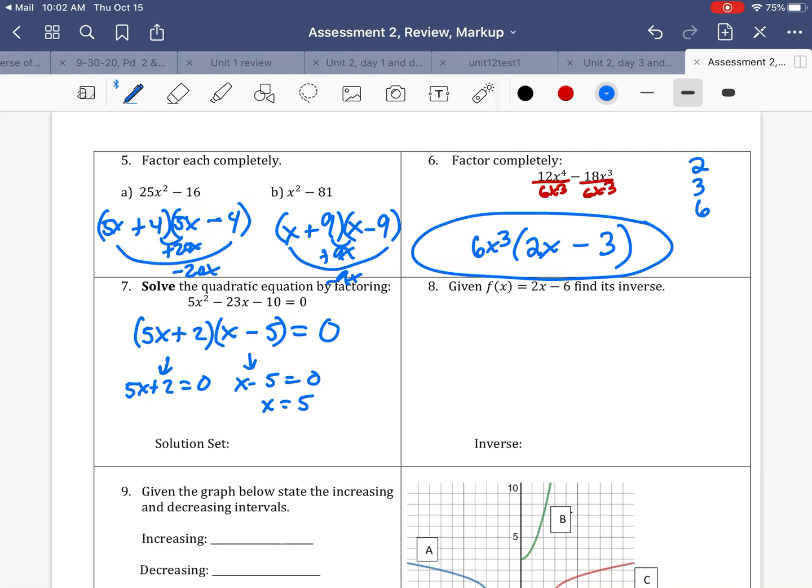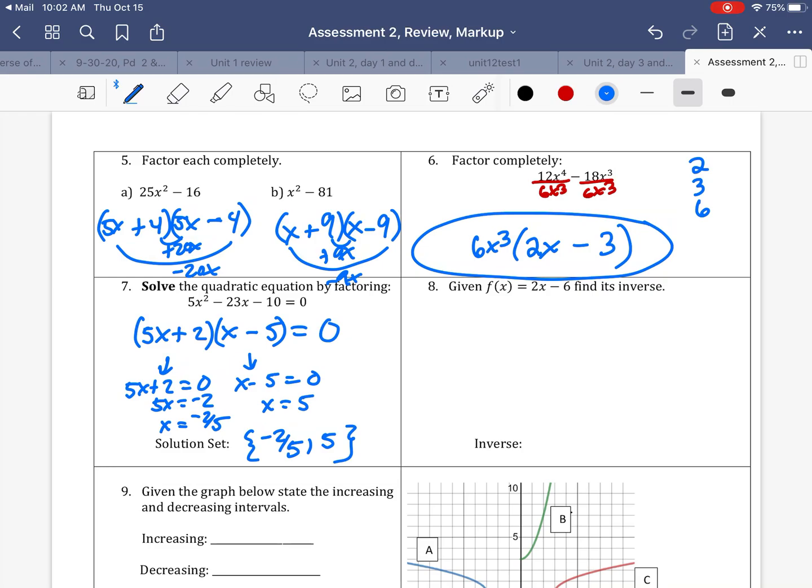And if you subtract 2 over here, you get 5x equals negative 2, and divide by 5, you get negative 2/5. So you might be able to know those really quick. So my solution set with my curly brackets, negative 2/5 and 5.